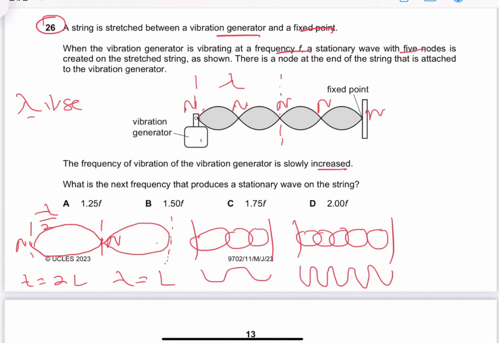Here they were a bit spaced out. Here they're far spaced out. So as you keep on adding nodes, you keep on decreasing the wavelength. Very important fact to know. So whenever you see the word frequency is increased and you see loops that are formed, to decrease your wavelength, you have to add another loop here, right? So by adding another loop, we have changed the wavelength of the wave that we want.